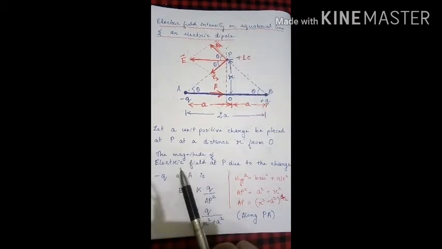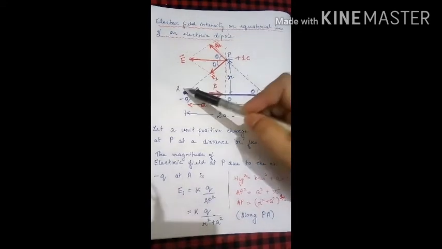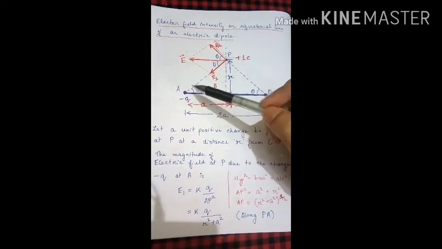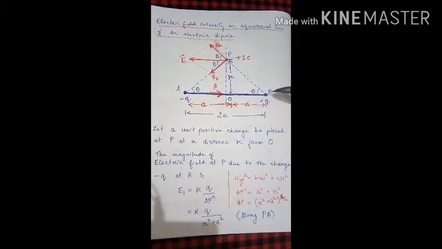Now the magnitude of electric field at P due to the charge minus Q at A is. So what we'll have to calculate first is the electric field due to the minus Q charge. Secondly, we will have to calculate the electric field due to the charge plus Q which is at a point B. So here we find the electric field at point P due to the charge minus Q at A.